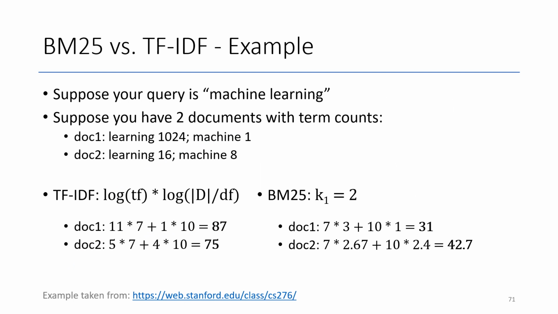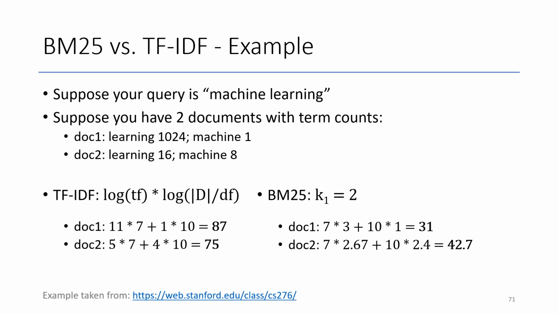Now let's look at a simple example that showcases the differences between BM25 and TF-IDF in a more practical way. So suppose your query is machine learning and you have two documents with the following term counts, right? In document 1, it talks about learning a lot, but machine only appears once. And in document 2, you have learning and machine in roughly a similar range, but together they appear way less than learning in document 1.